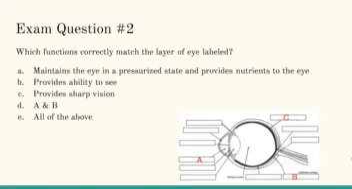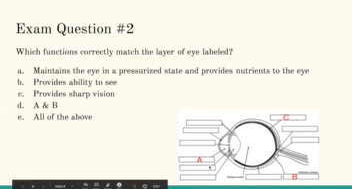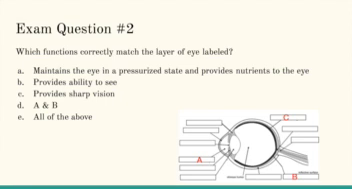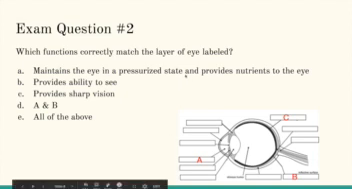The next question is, which functions correctly match the layer of the eye labeled? If we could pause it to give everybody a chance to attempt it, and then I will explain the correct answer. So the first thing we want to do is identify which layers these are. A is going to be the aqueous humor, B would be the fovea, and C would be the retina. The aqueous humor is fluid that nourishes the cornea and lens and provides nutrients to the eye, such as vitamin C, and it provides the ability to expand the cornea to protect from things such as dust. So that would be correct for A.